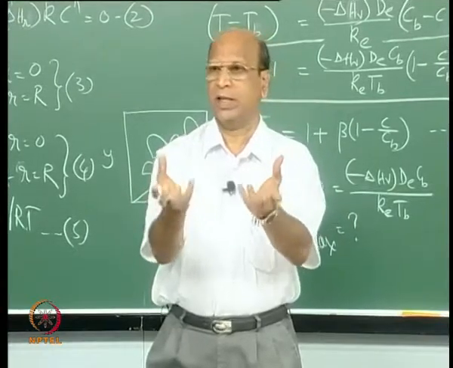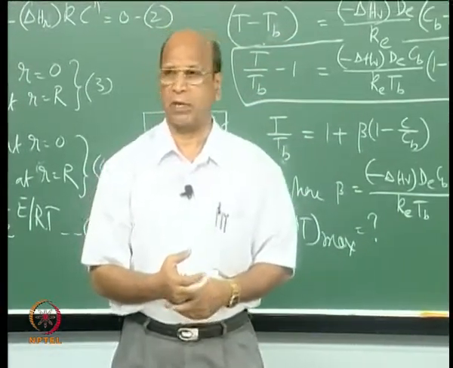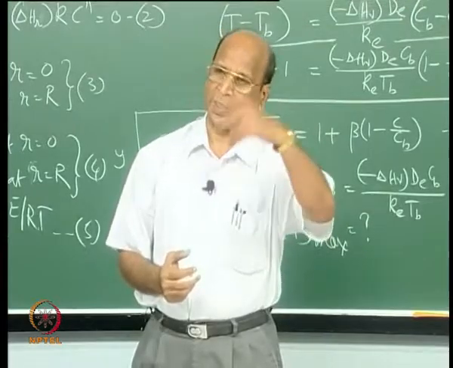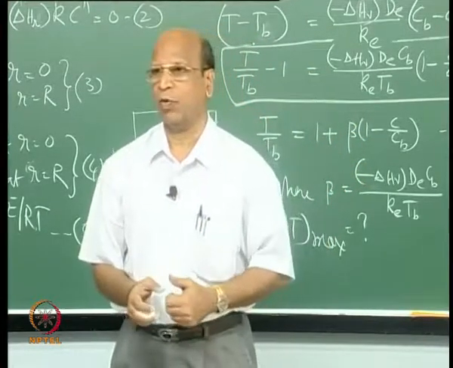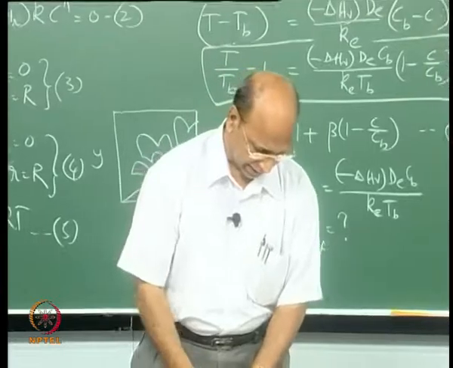How do I increase my R A at the bottom, so that I will get minimum volume for a given conversion, or maximum conversion for a given volume? Okay? So, that is the criteria. Excellent, good.